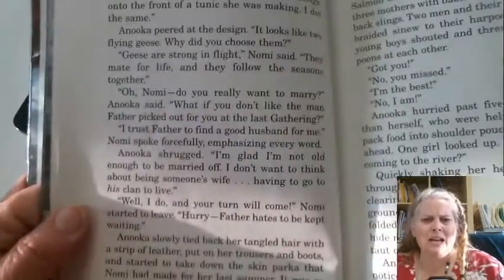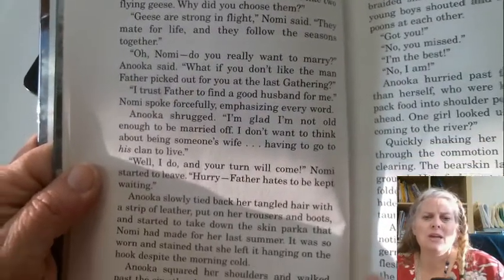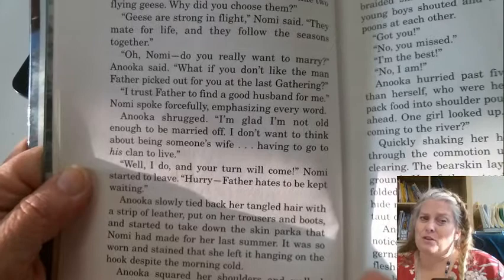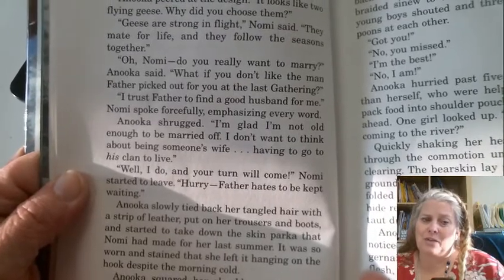"Aw, Nomi, do you really want to marry?" Anouka said. "What if you don't like the man Father picked out for you at the last gathering?"